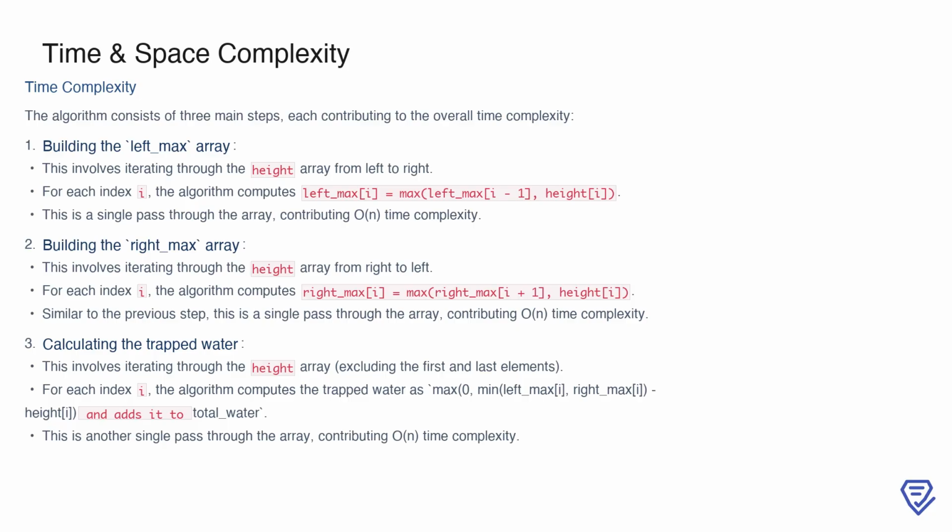Finally, we calculate the amount of water trapped at each index. This involves iterating over the array again, skipping the first and last elements, and using the pre-computed left_max and right_max values to determine the trapped water at each position. This step is also linear, contributing O(n). Together, these three steps result in an overall time complexity of O(n).